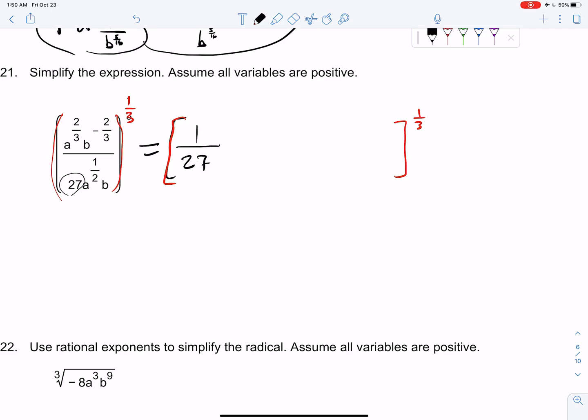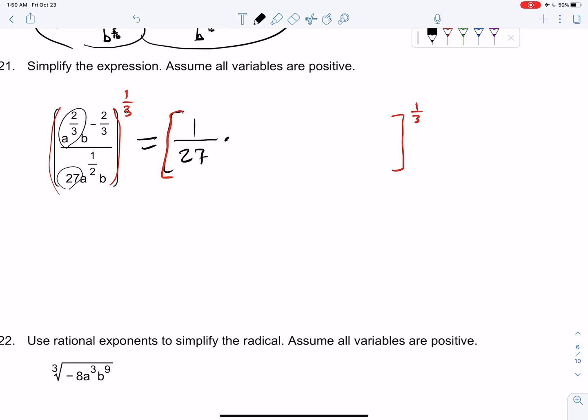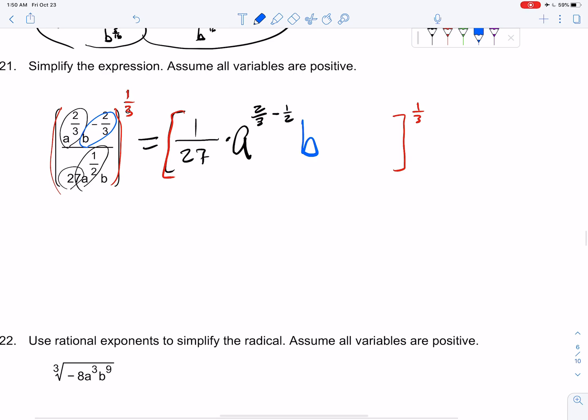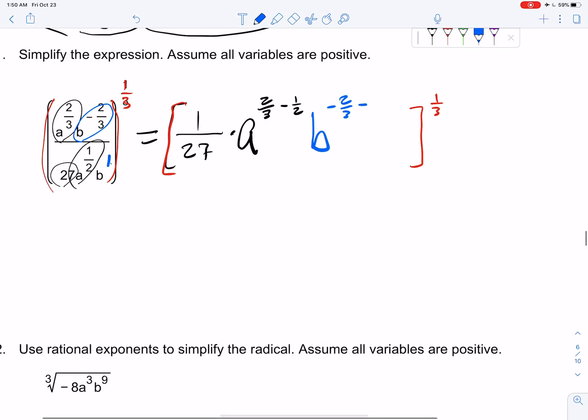Okay, so now what's going on? We're doing the quotient rule, which basically says now I've got a raised to the 2/3 minus 1/2. What about the b? I'm going to use another color. I've got b raised to the negative 2/3 minus 1. Now, since I'm subtracting fractions, I might as well call that 1 as 3 over 3, so I have a common denominator.